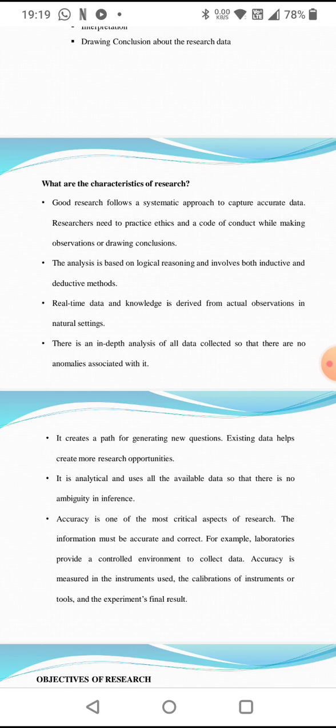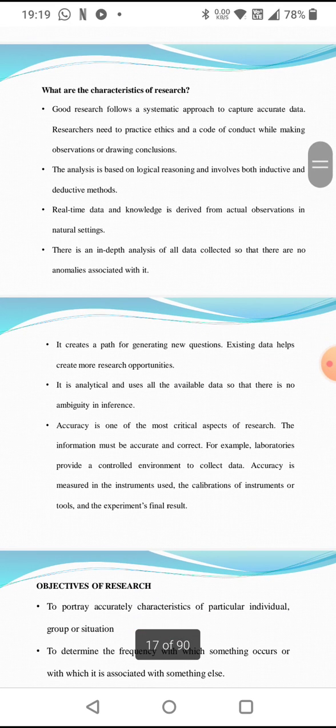It creates a path for generating new questions. Existing data helps create much more research opportunities. It is analytical and uses all available data so that there is no ambiguity in inferencing. Accuracy is one of the most critical aspects of research. The information must be accurate and correct. For example, laboratories provide a controlled environment to collect data. Accuracy is measured in the instruments used, the calibrations of instruments or tools, and the experiment's final result. Right?